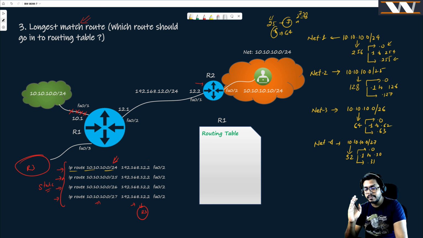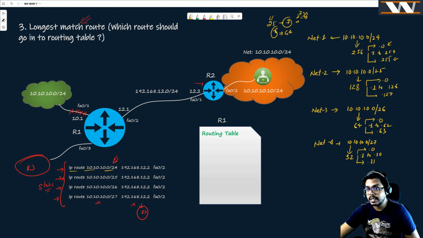Guys, believe me, all of these networks are different, right? Previously, when we were talking about administrative distance value, the network was the same. The network was 10.10.10.0/24, but here the network is totally different, right? Although you can argue with me that, okay, we can say these are different networks, but yes, network 2 is completely present in network 1, right?